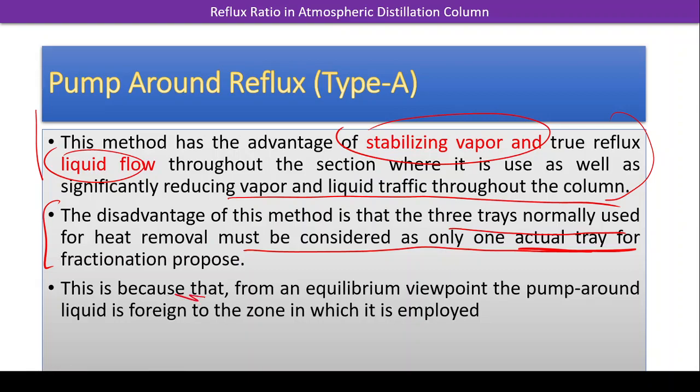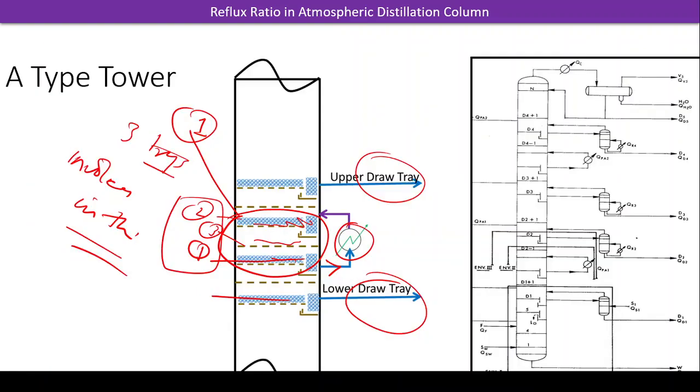And this is because, from the equilibrium viewpoint, the pump around liquid is foreign to the zone in which it is employed. So that is the basic reason. What happens is this liquid being employed here totally disturbs the vapor liquid equilibrium in this tray and even the tray below. So overall you can say all these three trays are one tray with respect to the equilibrium fractionation. That is the limitation. So this is one of the types, that is the type A.